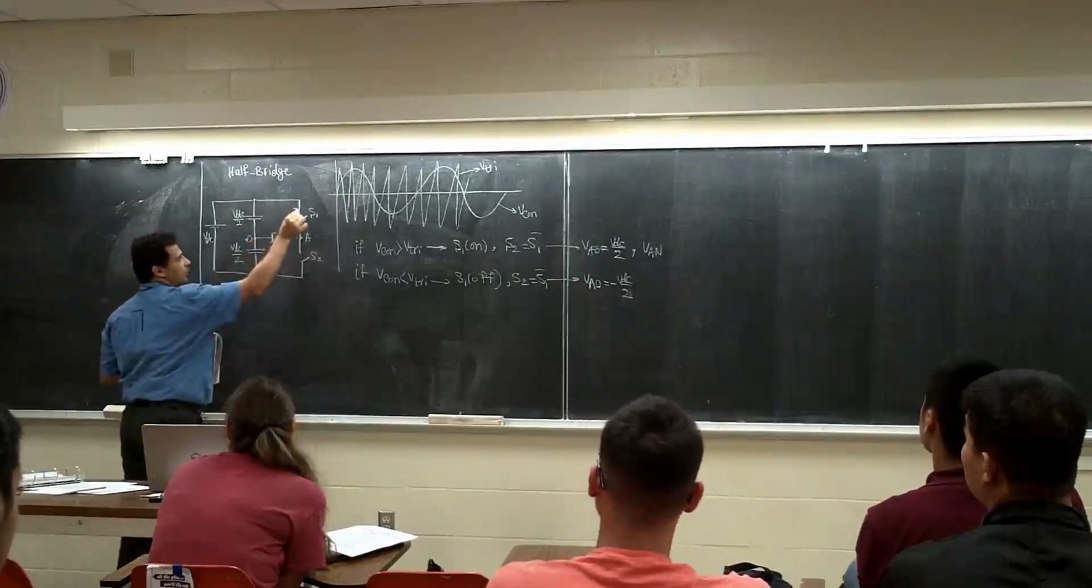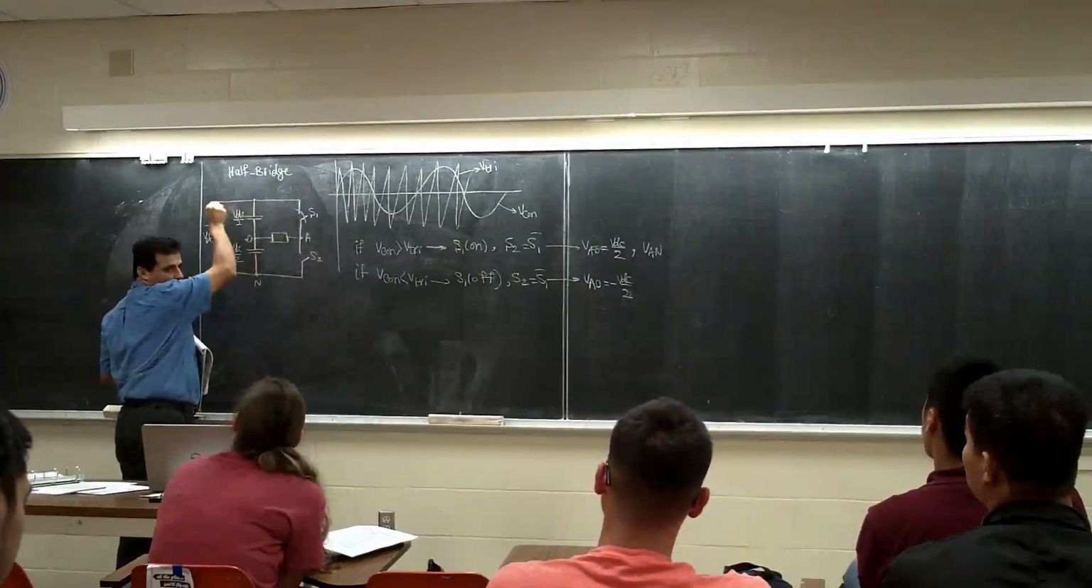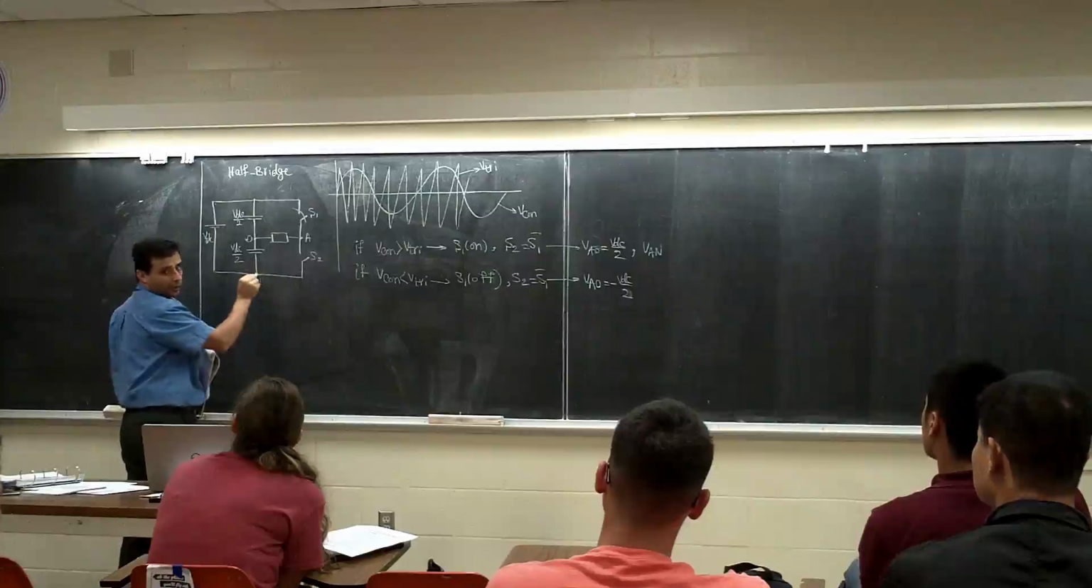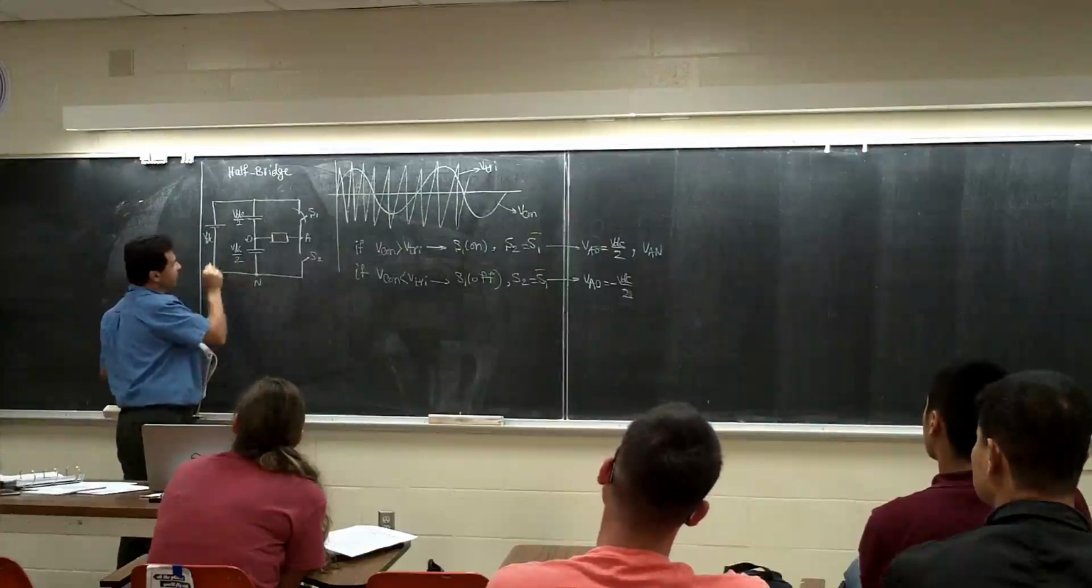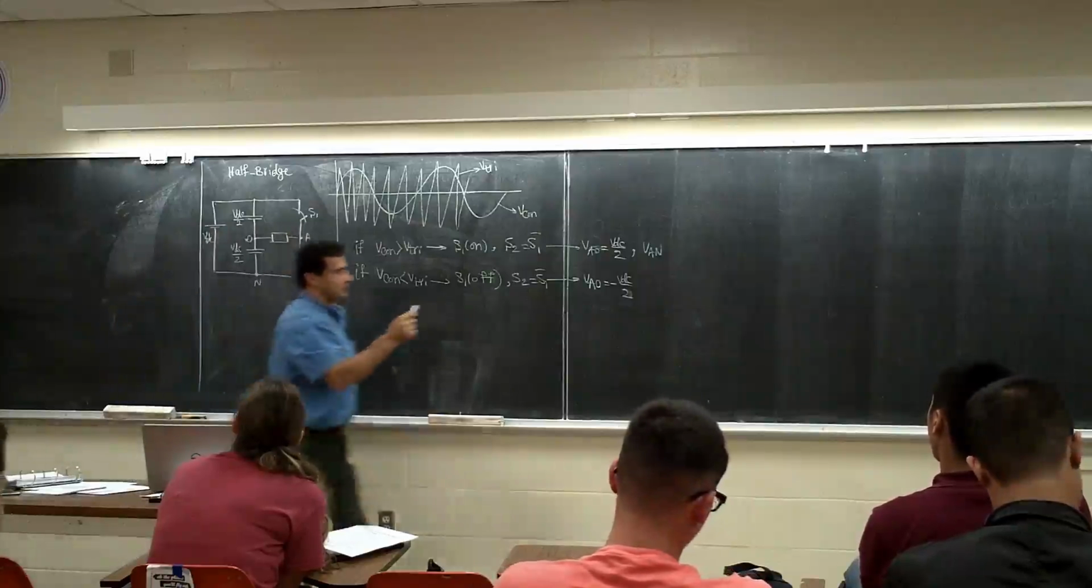If this switch is closed, this point is connected to plus, and this point is connected to N, then we're talking about VAN. And this one is connected here. So how much is the VAN? VDC.